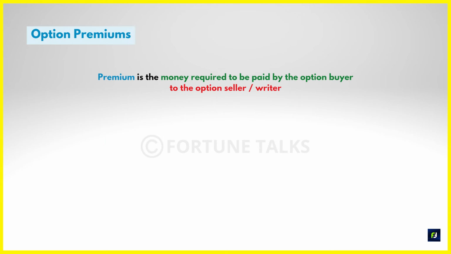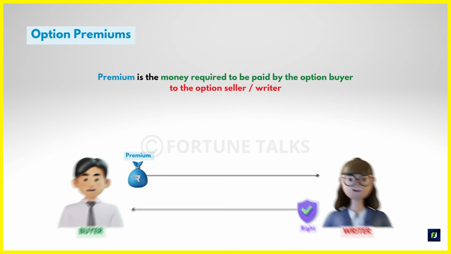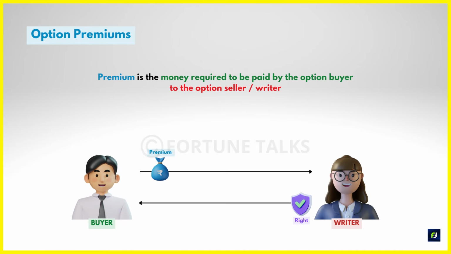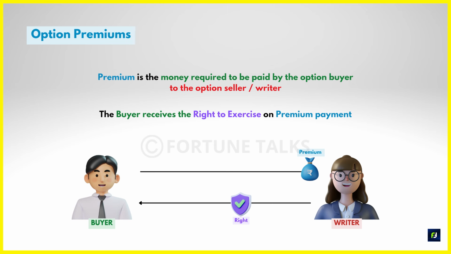Now let's talk a little about options premiums. Since we have discussed premiums on a couple of instances in the previous episodes, I guess you have a fair understanding of what options premiums are. So premium is nothing but the money required to be paid by the option buyer to the option seller or the writer. Against the payment of premium, the option buyer buys the right to exercise his desire to buy or sell the asset at a predetermined strike price upon expiry.